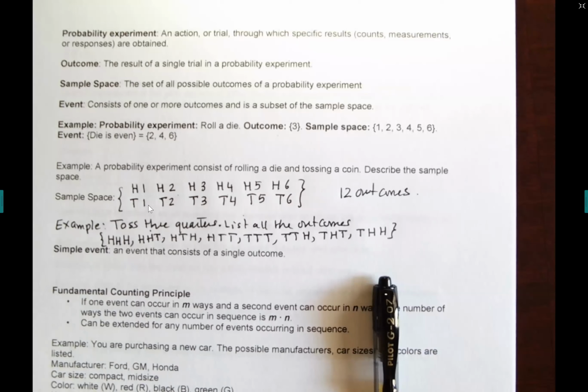1 with 1, 1 with 2, 1 with 3, 1 with 4, 1 with 5, 1 with 6. That's 6. 2 with 1, 2 with 2, 2 with 3, 2 with 4, 2 with 5, 2 with 6. That's another 6. 3, 1, 3, 2, 3, 3. They come in pairs, guys. 3, 1, 3, 2, 3, 3, and so on. You get 36. So 6 times 6 is 36.